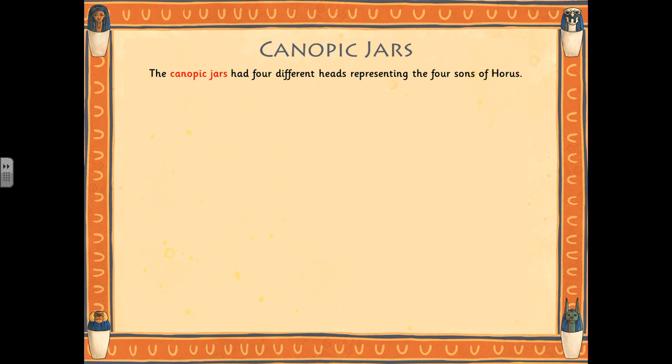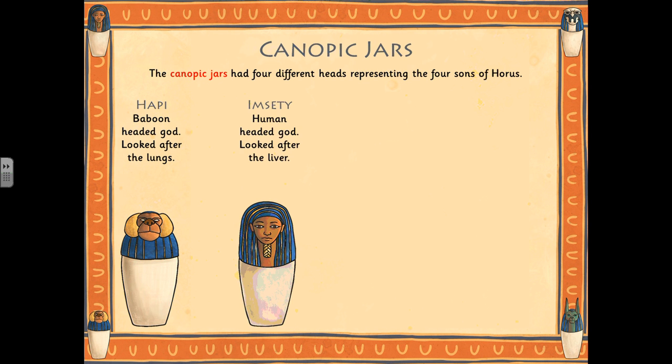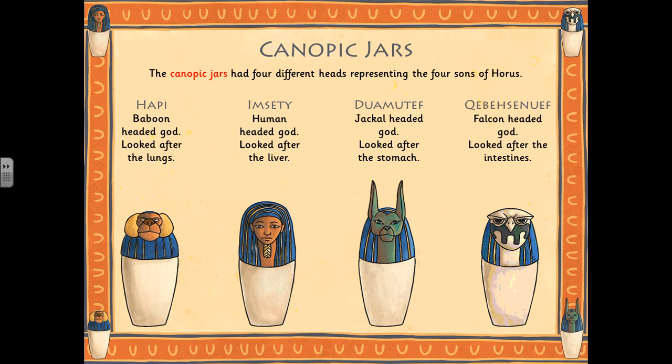The canopic jars had 4 different heads representing the 4 sons of Horus. So here is Hapi. He's a baboon-headed god, and he was thought to look after the lungs. Imseti, she was a human-headed god, and the liver would be placed inside her canopic jar. Duamutef, who has a jackal head, and this canopic jar looked after the stomach. And Qebehsenuef, which was a falcon-headed god, and this canopic jar was used to look after the intestines.